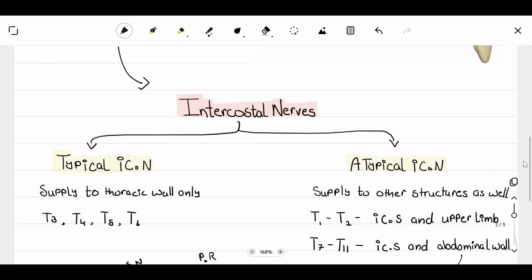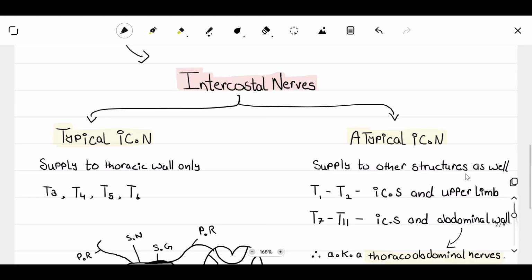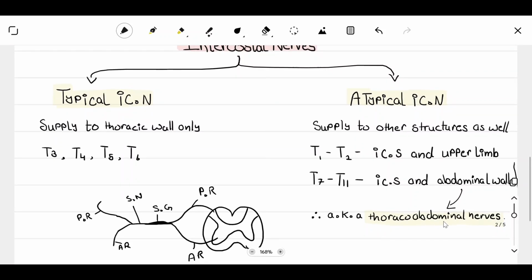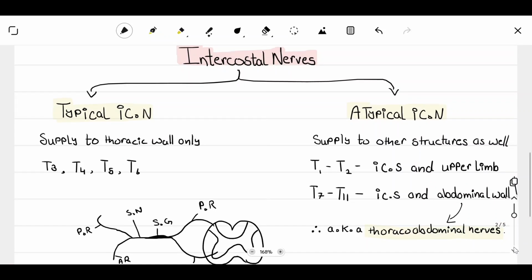And atypical intercostal nerves supply other structures as well. Likewise, we have T1 and T2, which supply the intercostal space and upper limb, and we have T7 till T11, which supply the intercostal space and abdominal wall. Therefore, these nerves are also known as thoraco-abdominal nerves, as they supply both thorax and abdomen. So we are done with the introduction.